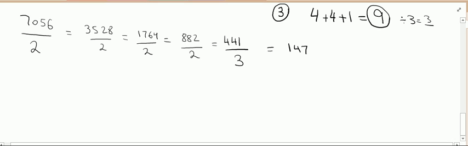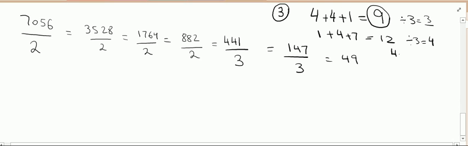Again, to test if 147 is divisible by 3, you add 1 plus 4 plus 7. The addition is 12. And if 12 is divisible by 3, 147 will also be divisible by 3. So it will be 147 divided by 3, which is 49. Applying the same rule again, 4 plus 9 is 13. 13 is not divisible by 3, therefore 49 cannot be divided by 3.